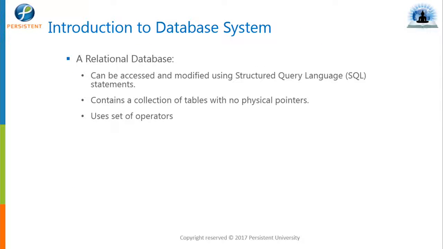Thus, the basic features of relational database are: it can be accessed and modified using SQL statements. It contains a collection of tables with no physical pointers. It uses the set of operators to act on those relations.